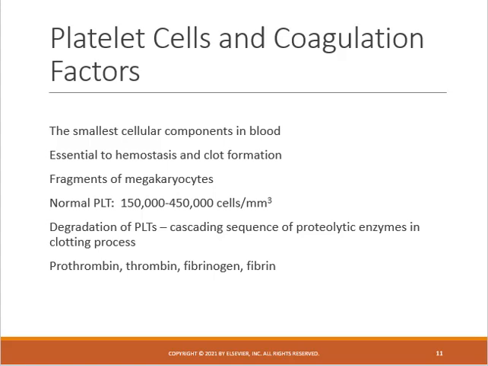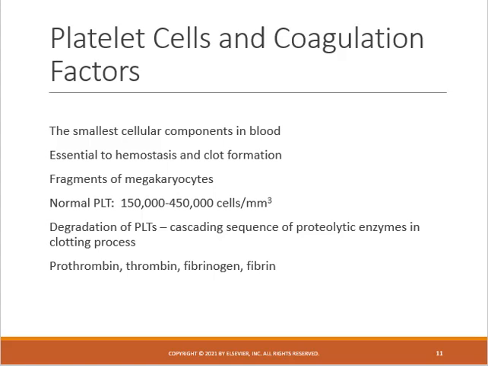The last component that we're going to talk about are your platelet cells. They're the smallest cells in the blood. They're responsible for hemostasis and clot formation, so they come together if there's been a cut or an injury and adhere to the inner surface of the vessel and form a plug. They are essential for hemostasis and clot formation. The normal range is anywhere from 150,000 to 450,000.